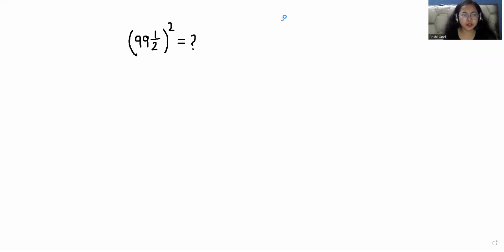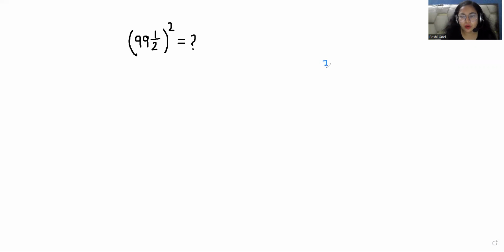My name is Rashi Goel and in this video we are going to solve this fraction. So here I am going to tell you a trick that you can find this type of fraction within seconds. So before solving this, I am taking an example and show you the trick.